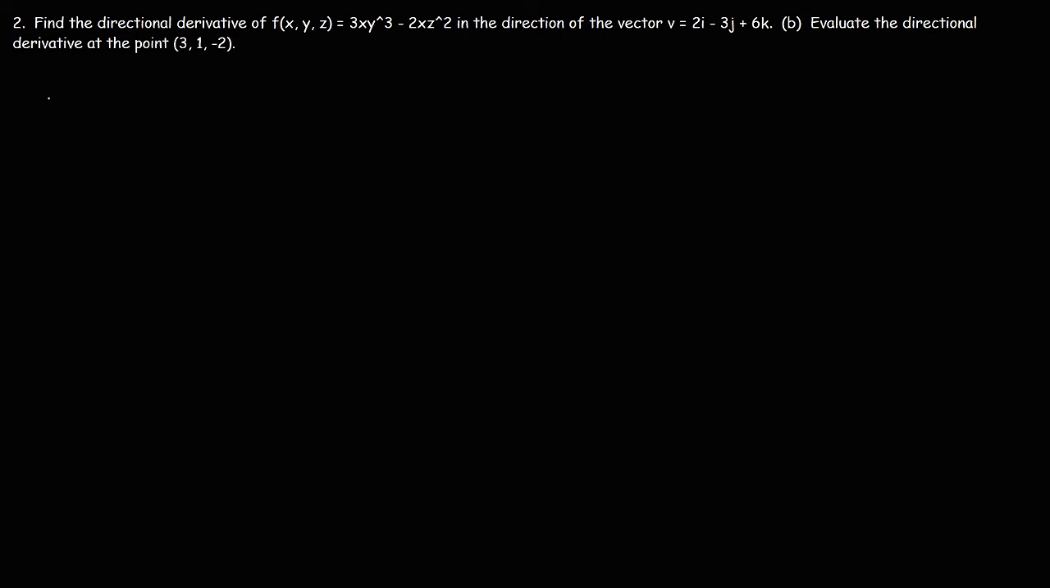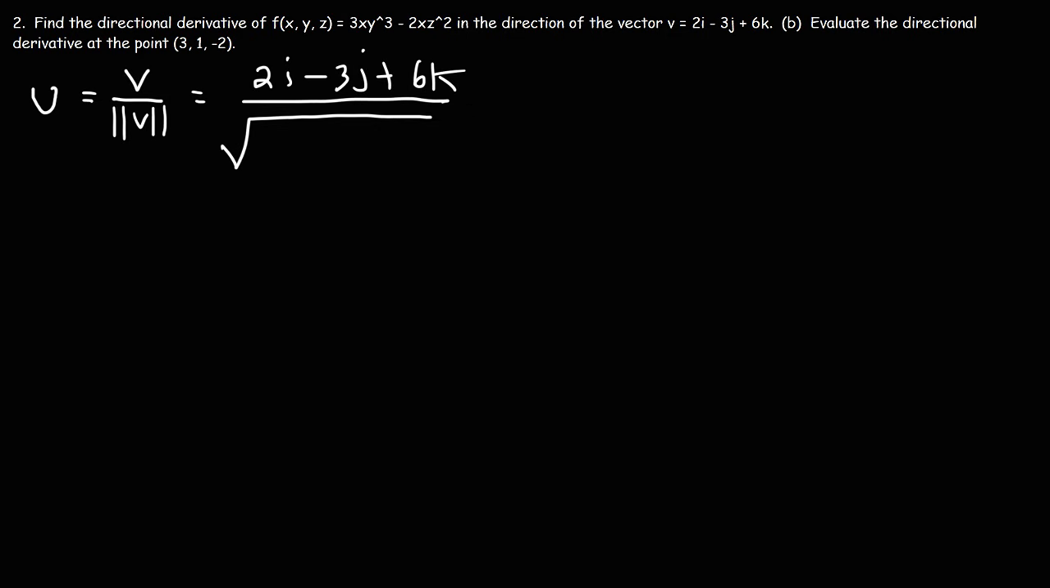Now the first thing we need to do is find the unit vector. We don't have the angle, so we can't use cosine and sine. But the unit vector is going to be the vector itself divided by the magnitude of that vector. So v is just 2i minus 3j plus 6k. To get the magnitude, it's going to be the square root of 2 squared plus negative 3 squared plus 6 squared.